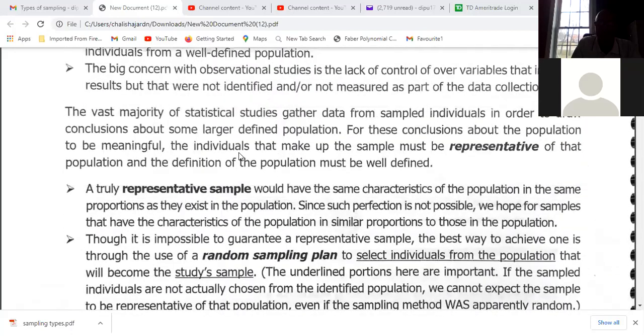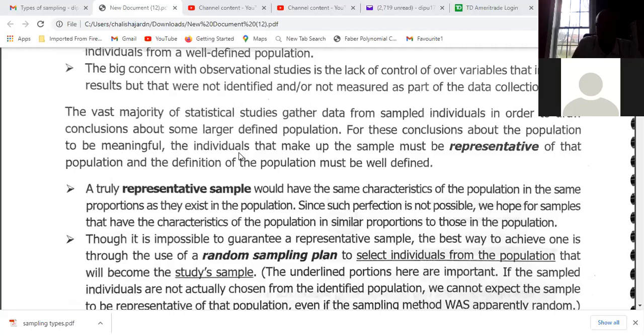Then, the second one is the representative sample. A truly representative sample would have the same characteristics of the population in the same proportion as they exist in the population. Since perfection is not possible, we hope for samples that have the characteristics of the population in similar proportions to those in the population. And though it is impossible to guarantee a representative sample, the best way to achieve one is through the use of a random sampling plan.